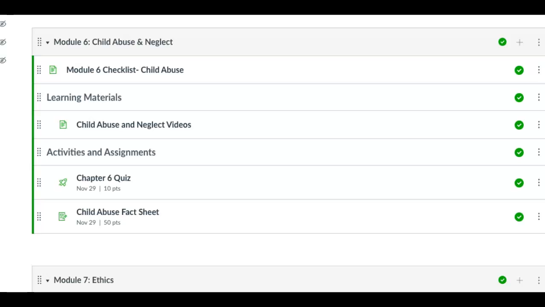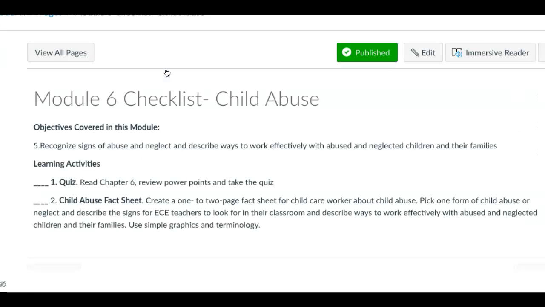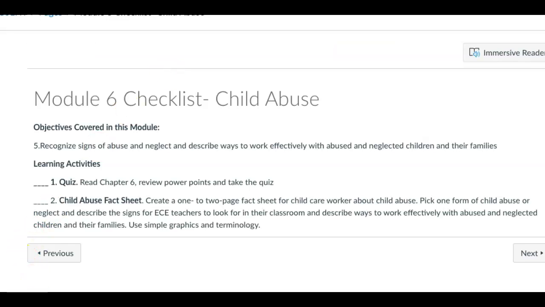We're going to be moving on to the topic of child abuse and neglect. This is a really important topic because we need to identify and report and remove children from situations where they are being harmed. This goes over SLO 5, which specifically wants us to look at signs of abuse and neglect and describe ways to work effectively with abused and neglected children and their families.